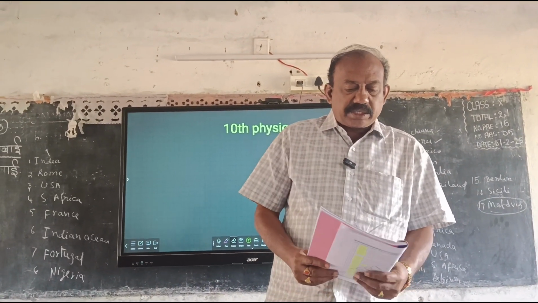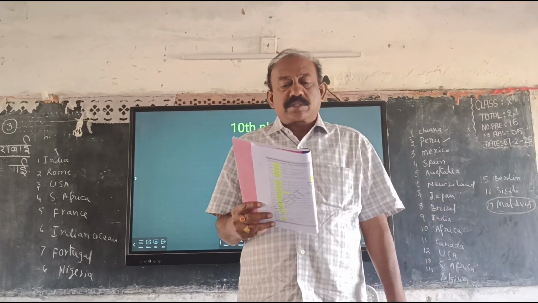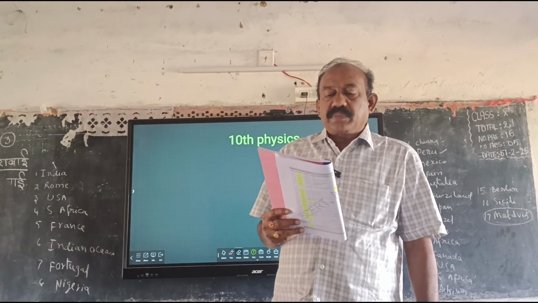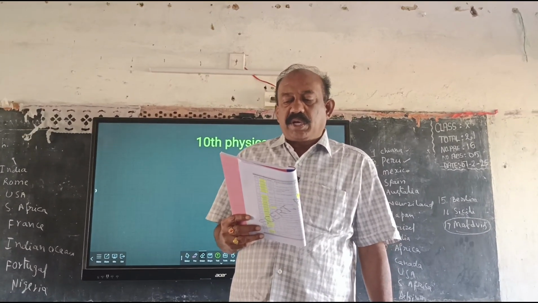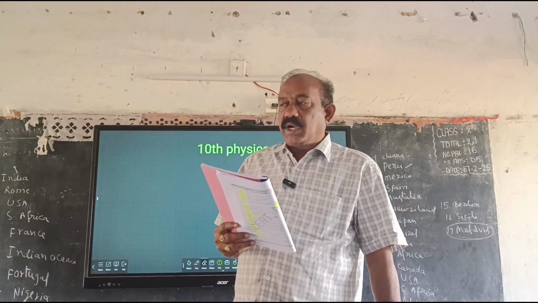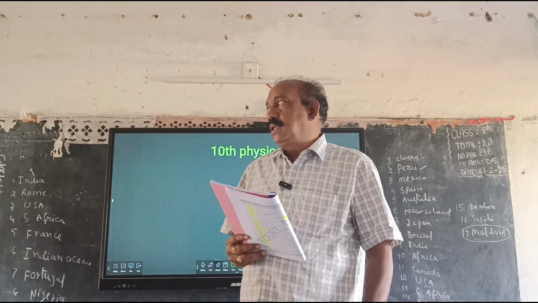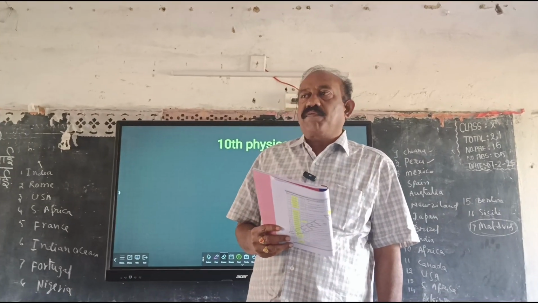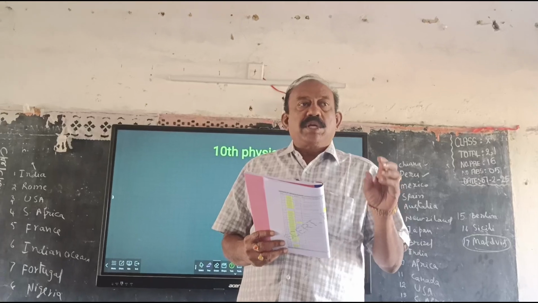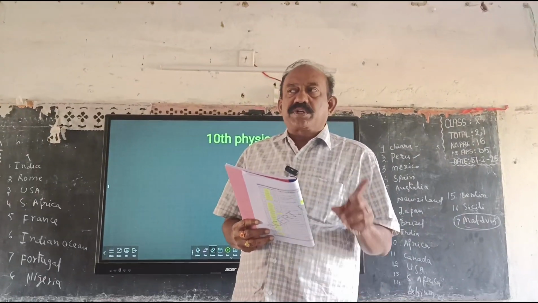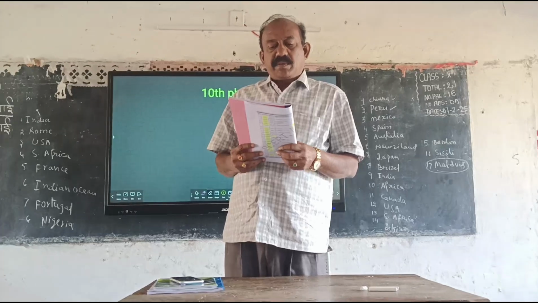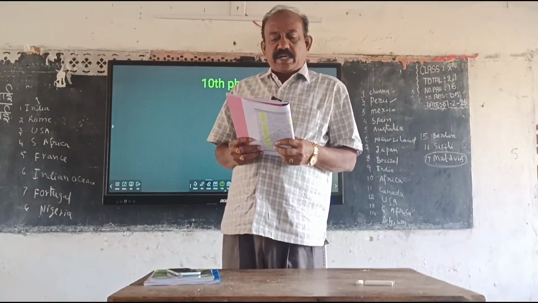In the first chapter, Chemical Reactions and Equations, 8 marks: Explain the following with an example. Chemical combination, chemical decomposition, chemical displacement and chemical double displacement. These are the 4 types of reactions. So you will give the definition and write one equation for every example.